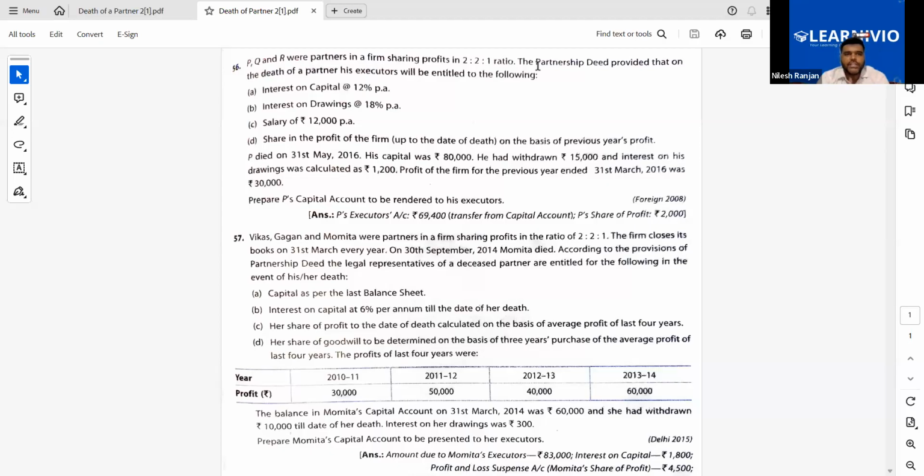Okay, so the first question, PQR were partners in a firm sharing profit in 2:2:1. The partnership deed provided that on death of a partner, his executor will be entitled to the following. So these are the things that will be written in capital account. First, his capital balance, whatever the amount is. Then interest on capital at the rate 12% per annum. So interest on capital will be calculated, you have to remember this, up to 31st May only. From the previous year end, that is 31st March 2016, you have to calculate up to 31st May. So you have to calculate this interest for 2 months only.